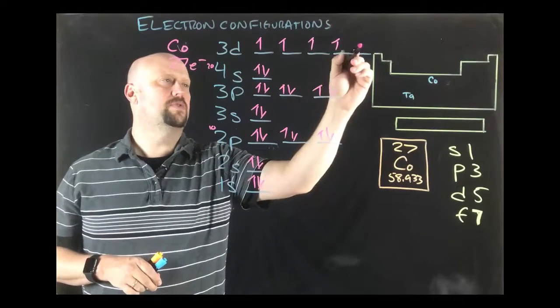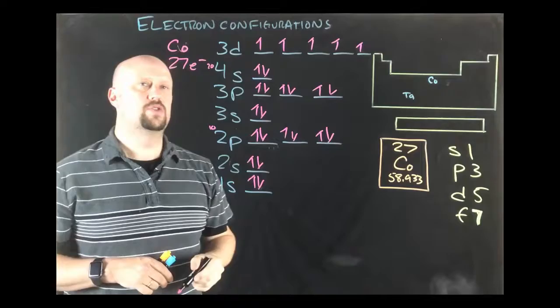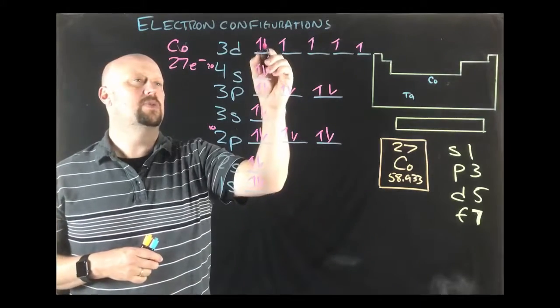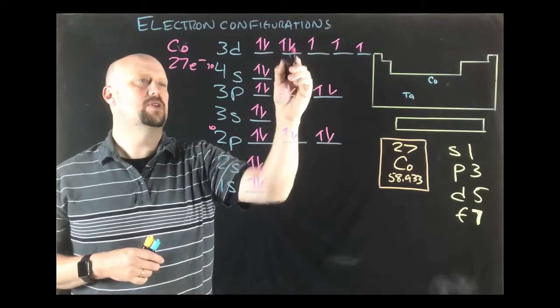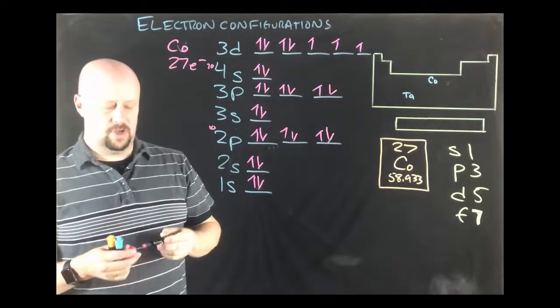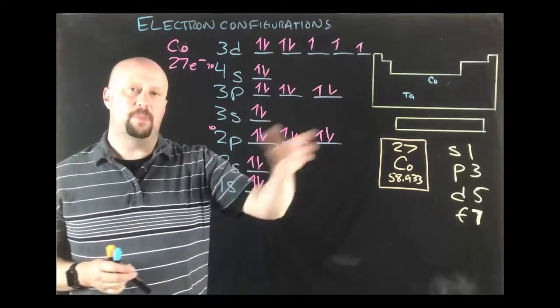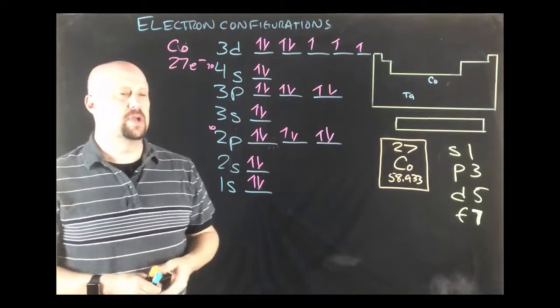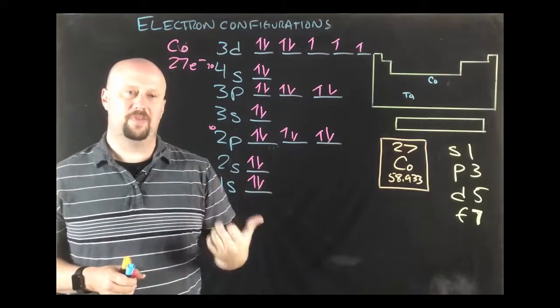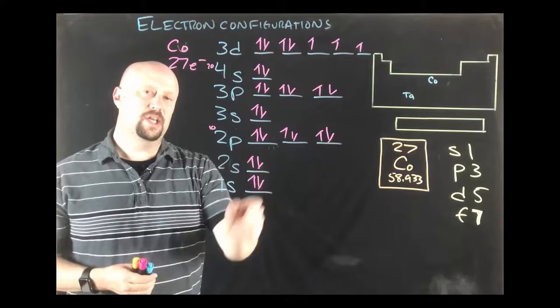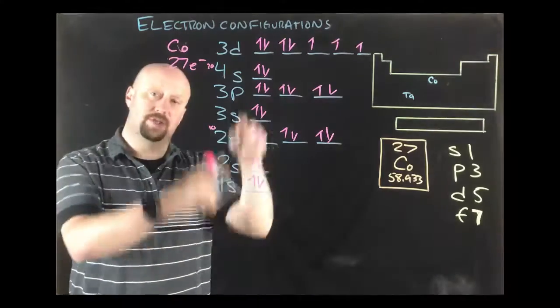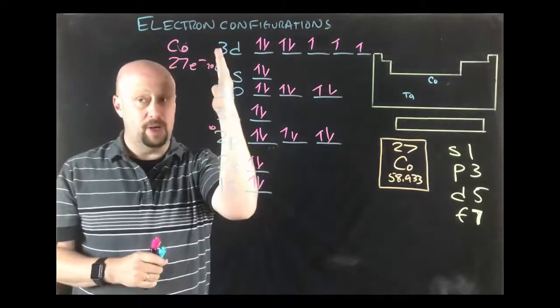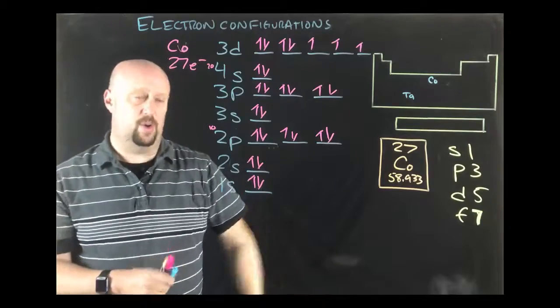So Hund's rule fills us in so that we have 25, 26, 27 electrons, and that is my proper orbital notation for cobalt. And again, just to recap real quick, we start at the bottom, Aufbau principle. Only 2 in each box, and they have to be arrows going opposite ways. The up arrow always comes first, down arrow always comes second.